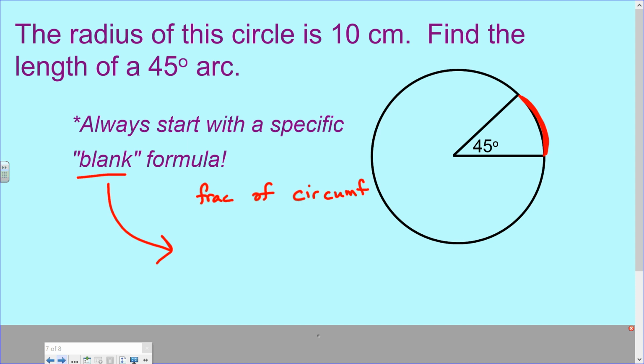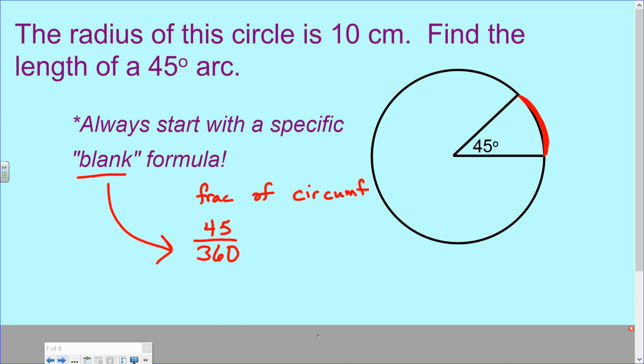Okay, I guess we'll go with what Kira typed. I was hoping I'd have a whole bunch of you typing the same thing at the same time. So we would have 45 over 360. And yes, that will indeed reduce. We can worry about that in a minute. It does reduce to 1/8.